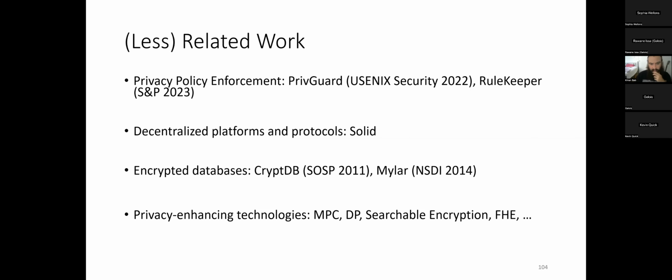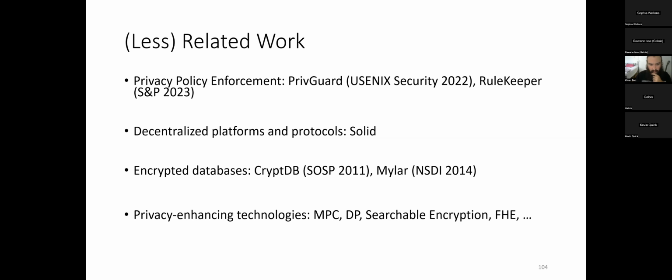And finally, we have encrypted databases, things like K9db and Mylar, which go way above and beyond the simplistic encryption required by GDPR, and they have a much stronger threat model. And we also have cryptographic privacy enhancing technologies, things like MPC, fully homomorphic encryption, differential privacy, etc. And these provide very strong cryptographic guarantees about either the security of the computation itself or the privacy or the leakage of the outputs of the computation, let's say in case of aggregates.